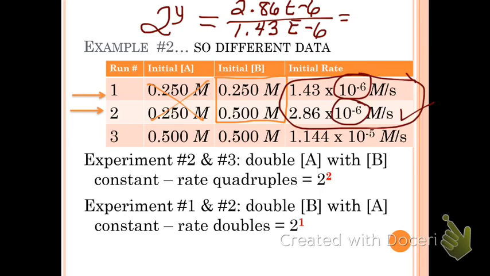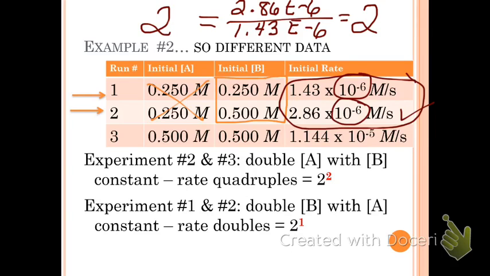Clear your calculator. Put in 2.86 e negative 6 divided by 1.43 e negative 6 if you're going to use the e key. If you are not going to use the e key, then you're going to have to put in open parentheses 2.86 times 10 to the negative 6 close parentheses divided by open parentheses 1.43 times 10 to the negative 6 close parentheses. Press your equal sign, and you should get a number that either can round up to or is equal to the number 2.